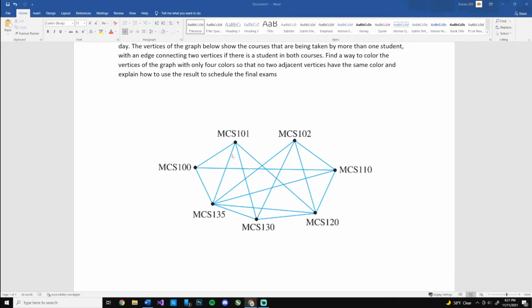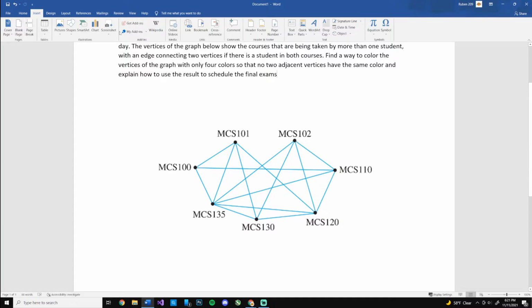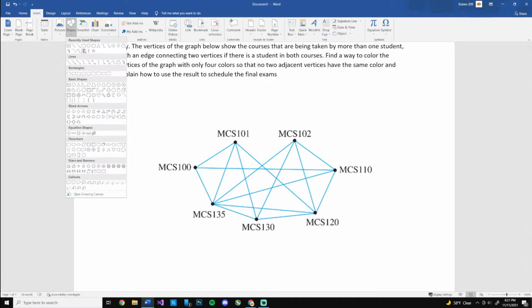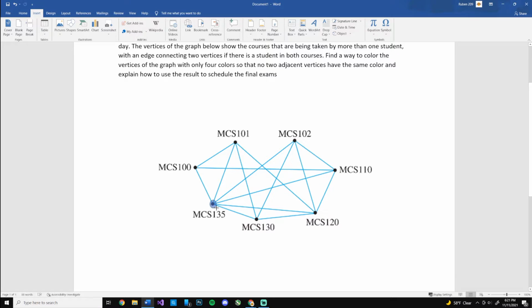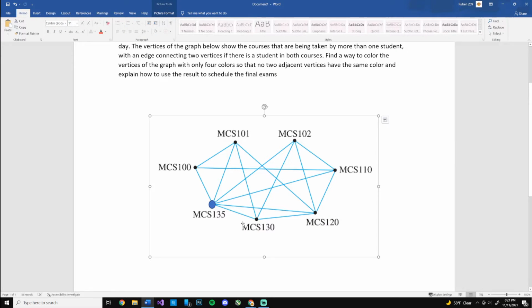Like I was saying, MCS 135 is connected to each vertex through an edge. That means this class deserves its own day, but we only have four colors representing 4 days. So we can start off by giving MCS 135 its own day, represented with a color. Okay, blue's fine. So all the students taking MCS 135 take it on a day by itself.